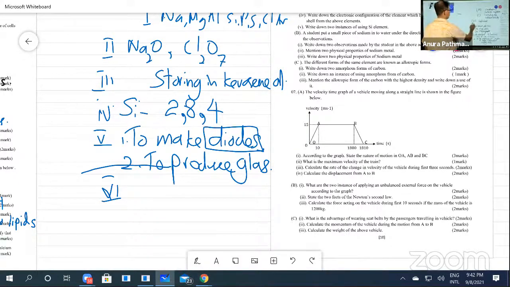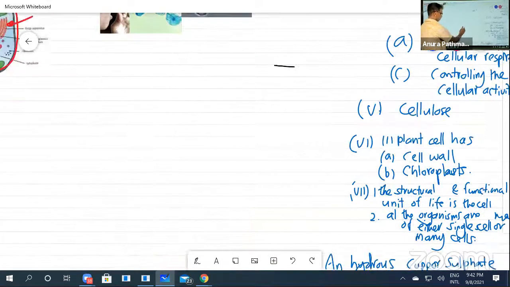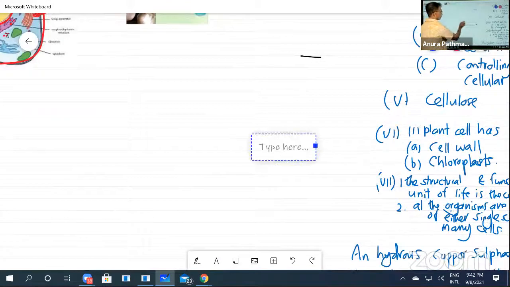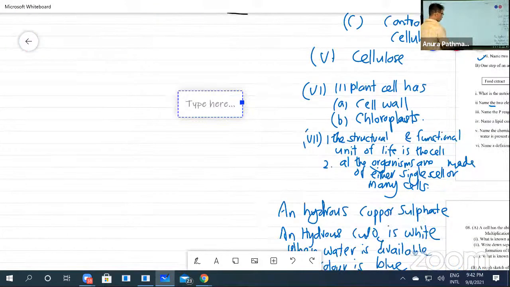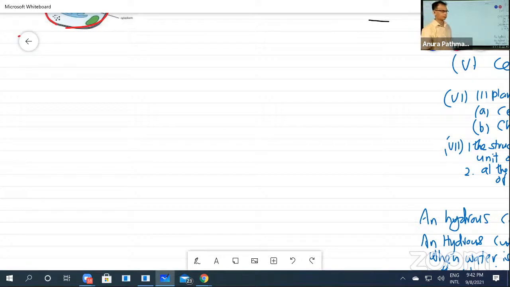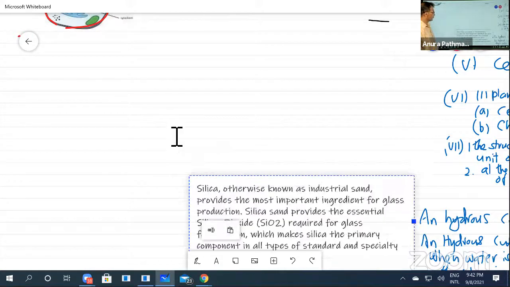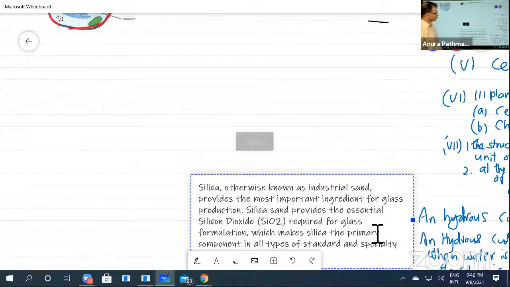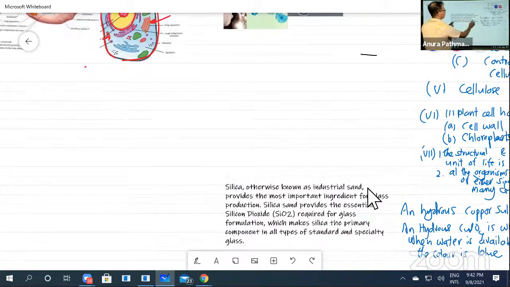If you want to know them, I will delete this one, and I will get that statement here. Okay. I'll get that statement here. Look at there. Silica. The glass industry. Paste. Okay. Read this one. Where is it? How can I get it? Can you read that?